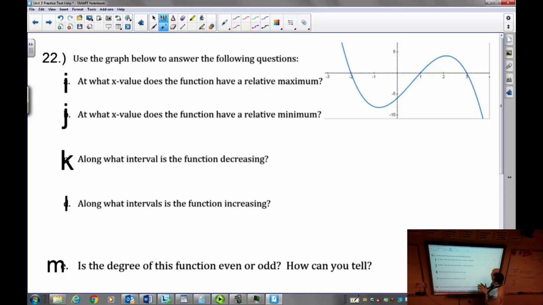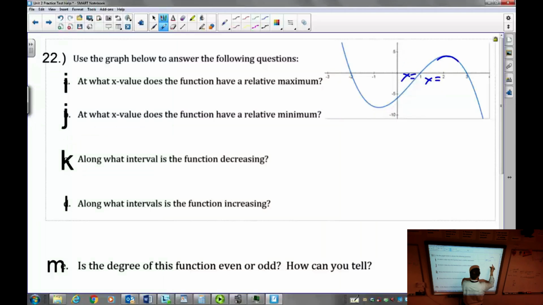All right, 22, use the graph below to answer the following questions. We don't have the function this time, so we're just going to have to guesstimate the best we can. At what x value does the function have a relative maximum? Is this the maximum? No, that's the minimum. Oh, here's the maximum. So at what x value? Well, that's x equals 1 right there. That's x equals 2 right there. So x equals 2 about, yeah.